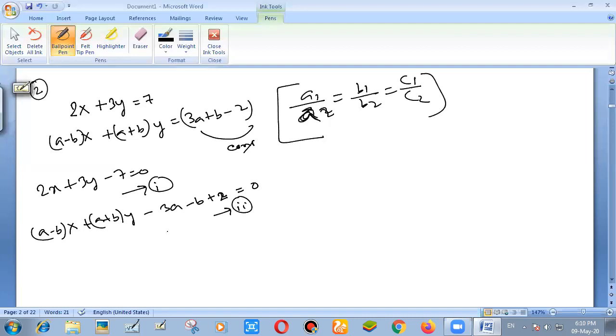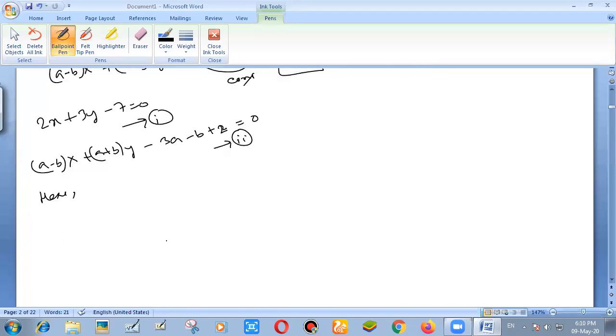Now write down. What is the condition given? These two equations have infinitely many solutions. So write down. First write down what is a1 and what is a2. a1 is 2. What is the value of a2? a minus b. Then b1 and b2. b1 is 3, b2 is a plus b.